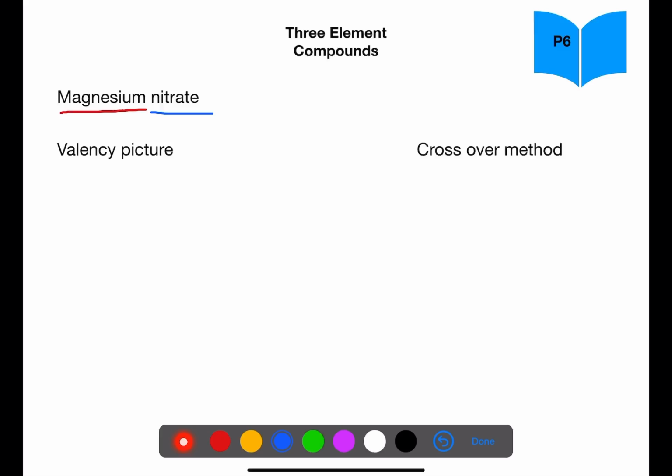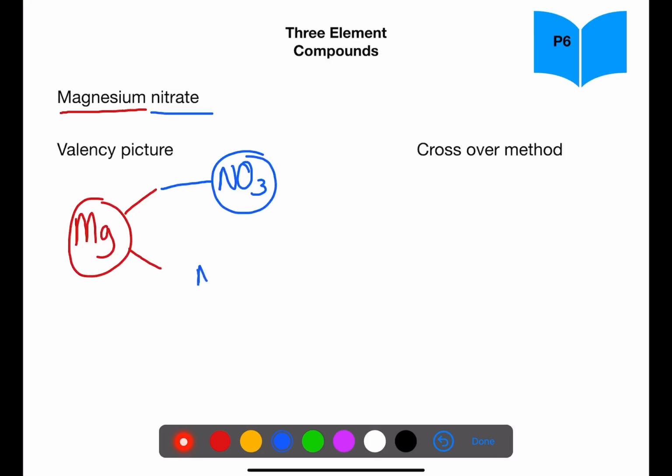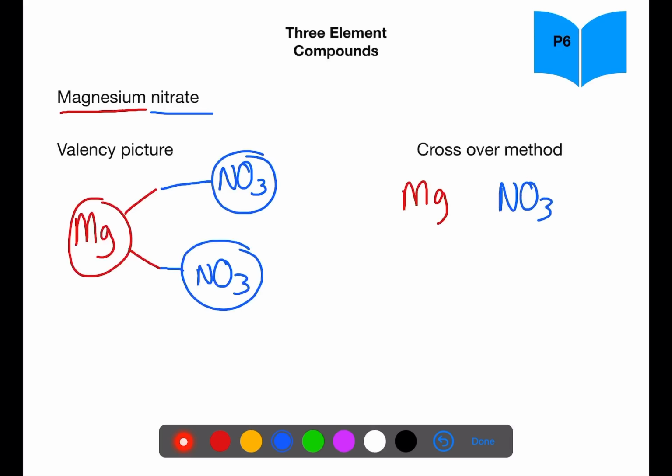To draw the valency picture for magnesium nitrate, we need to write out the symbol for magnesium in a circle with its valency 2, as it's in group 2. Nitrate has the formula NO3 and has a 1- charge, so has a valency of 1. This means we need 2 NO3 groups for every magnesium. For the crossover method, we need to write out the formulas Mg and NO3. We put their valencies underneath, 2 for magnesium and 1 for nitrate. We simplify if required and then swap over.